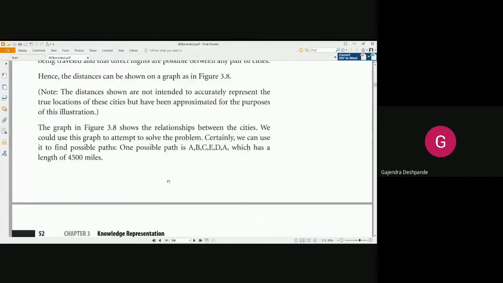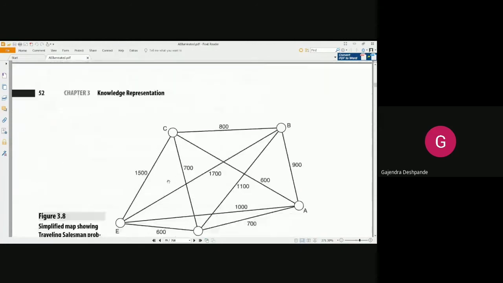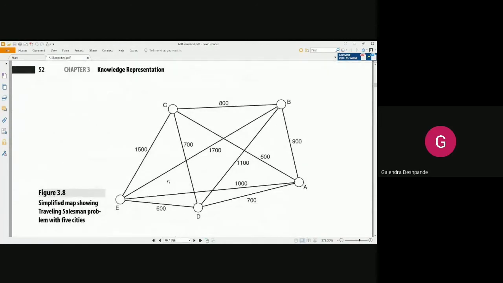Now let us consider the traveling salesman problem. Here we have around 5 cities. We start from A and we want to come back to city A. One possible solution is to start from A, then move to B, then B to C, C to D, D to E, E to D, and again come back to A.